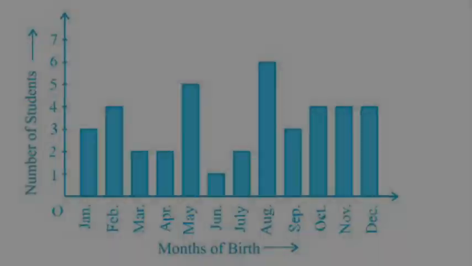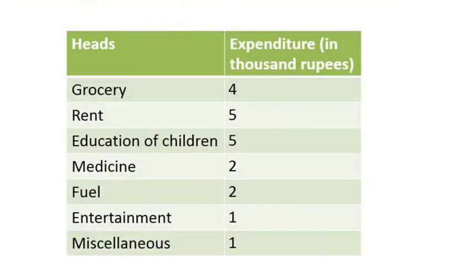of August. Another example. A family with monthly income of rupees 20,000 had planned the following expenditure per month under various heads. Grocery 4, rent 5, education of children 5, medicine 2, fuel 2, entertainment 1 and miscellaneous 1. Draw a bar graph for the data above.